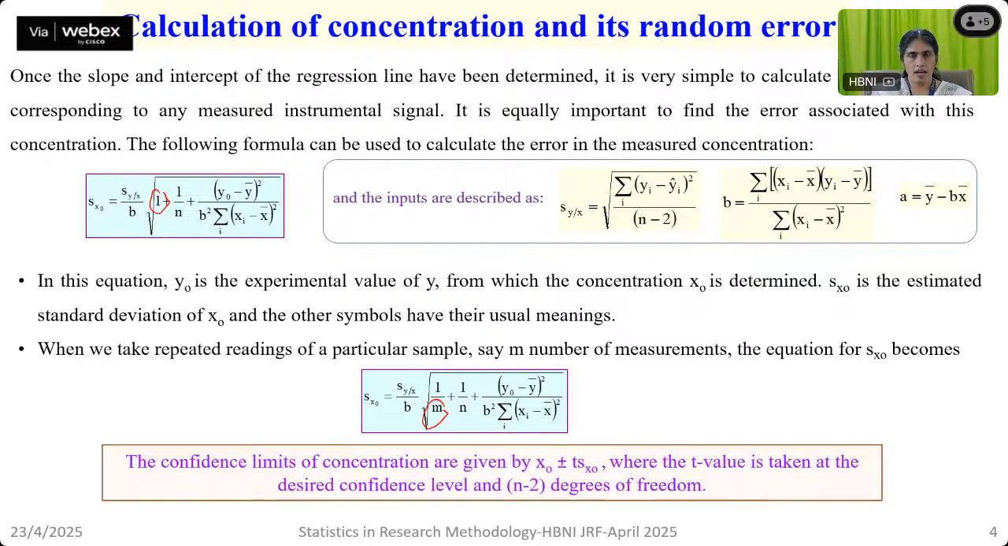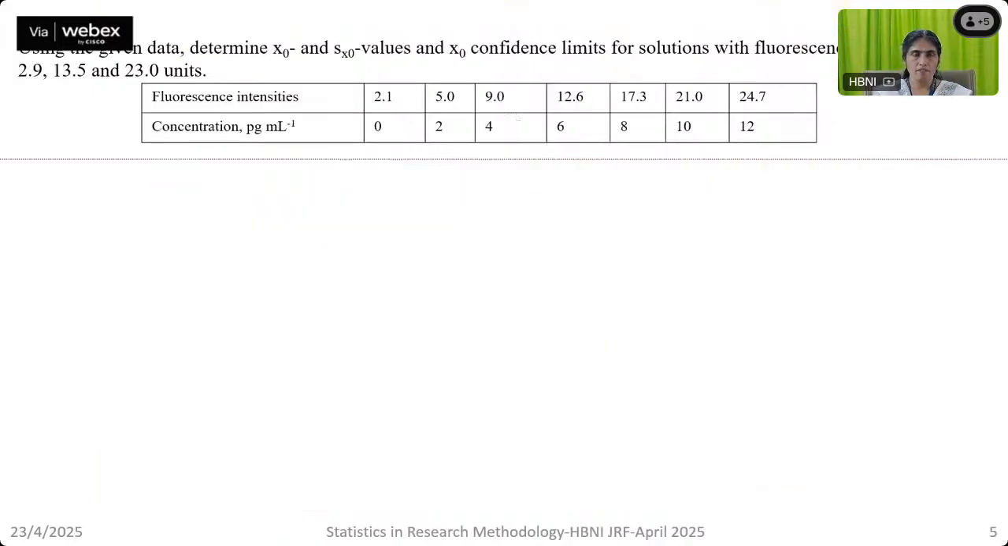And the confidence limits, as usual, are given by the extremities of the mean value plus or minus t times the standard deviation of that particular value. When you refer to the t table, the degrees of freedom will be nothing but the total number of calibration points minus 2, since we are applying a linear relationship between the independent and the dependent variable. In a similar way, as we did in the previous exercise, we can do this calculation and arrive at the confidence limits for the measured concentration.